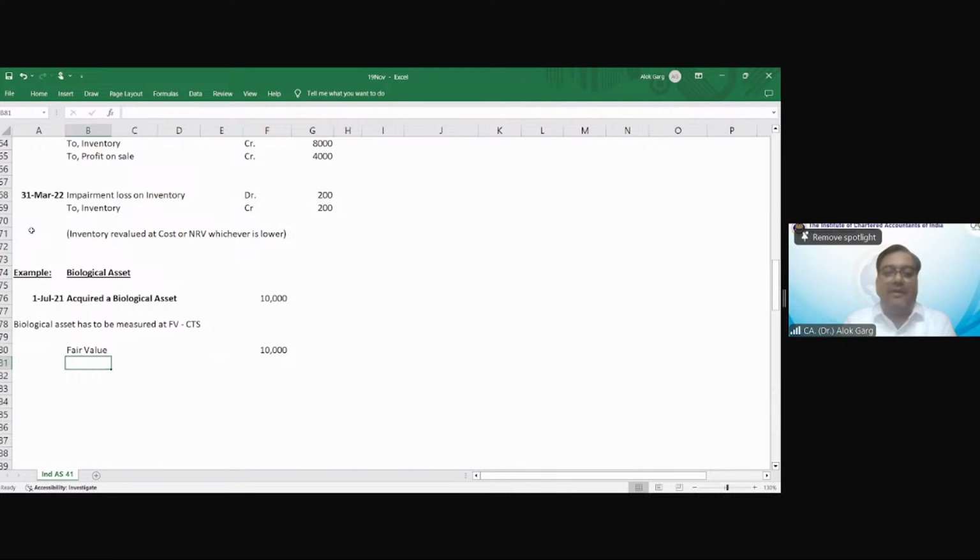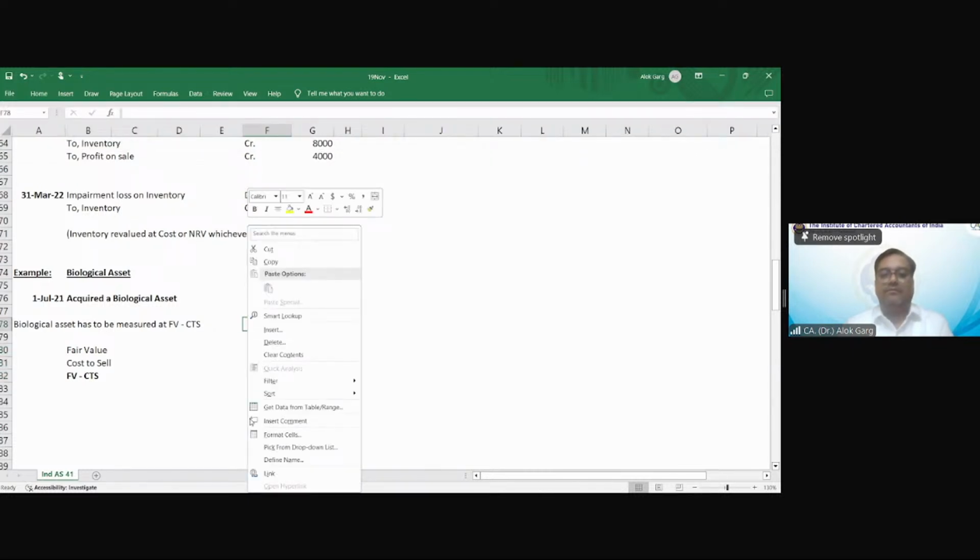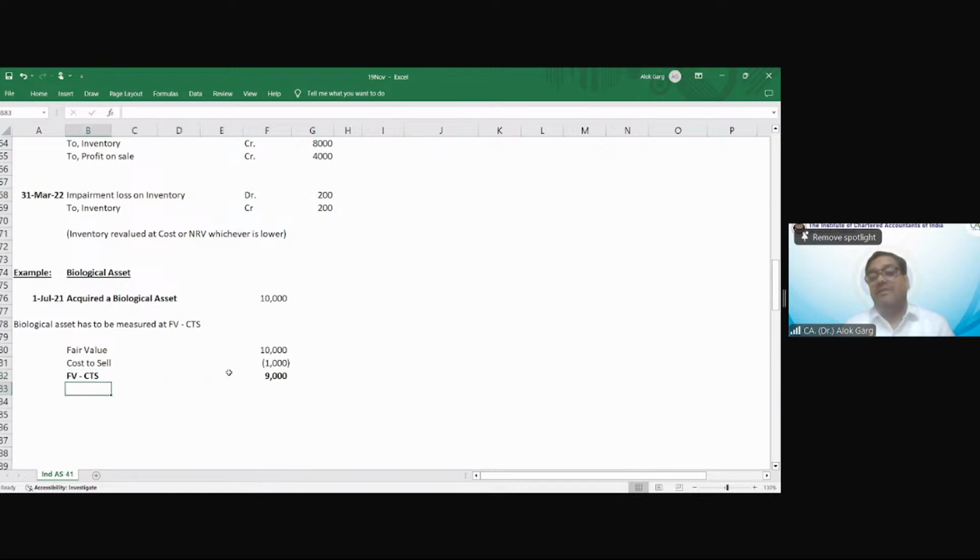Yes or no? So for example, the cost to sell is, let's say, 1,000 rupees. What is your fair value less cost to sell? 9,000. 9,000 is your fair value less cost to sell. Okay. Are you clear with this thing? 9,000 is the fair value less cost to sell. Are you clear on this aspect?